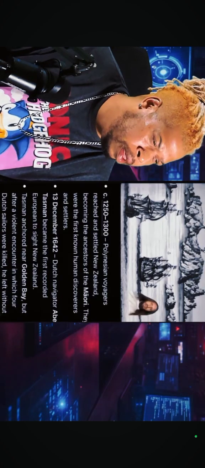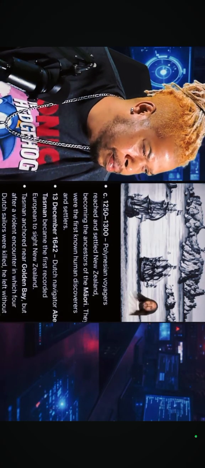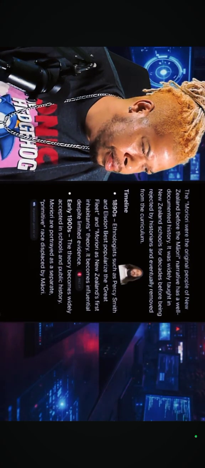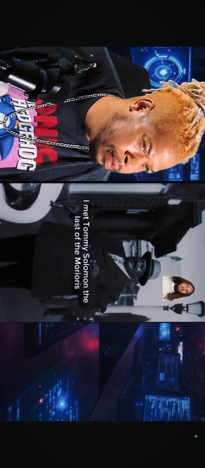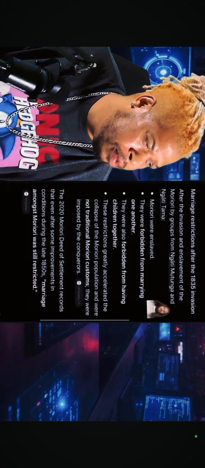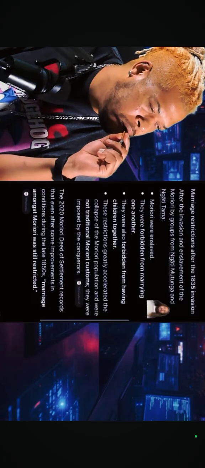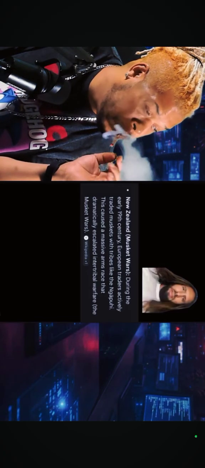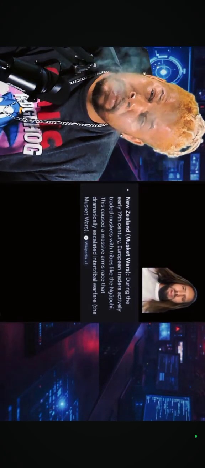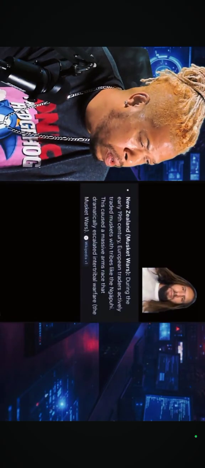Mainstream history claims the Maori arrived around 1250 to 1300. It was widely understood that the Moriori were the first inhabitants of New Zealand. This man is a remnant of what the Moriori originally looked like. After the invasion, the Moriori were enslaved and they were no longer allowed to marry one another or have kids together. After the Maori invasion, so-called Europeans armed the Maori so they could wipe out the remaining Aboriginals of New Zealand.